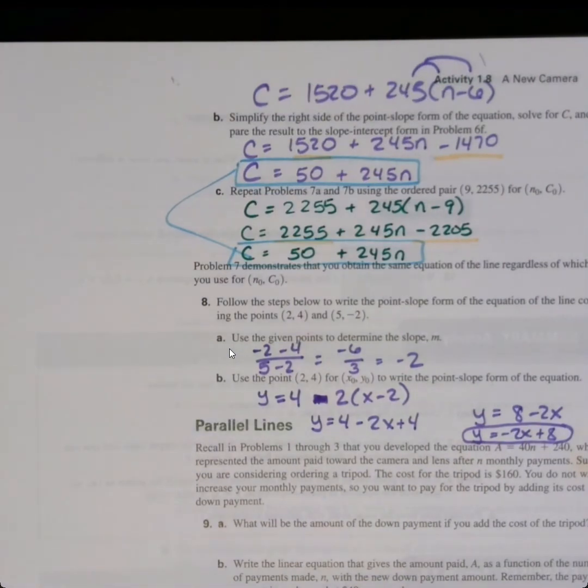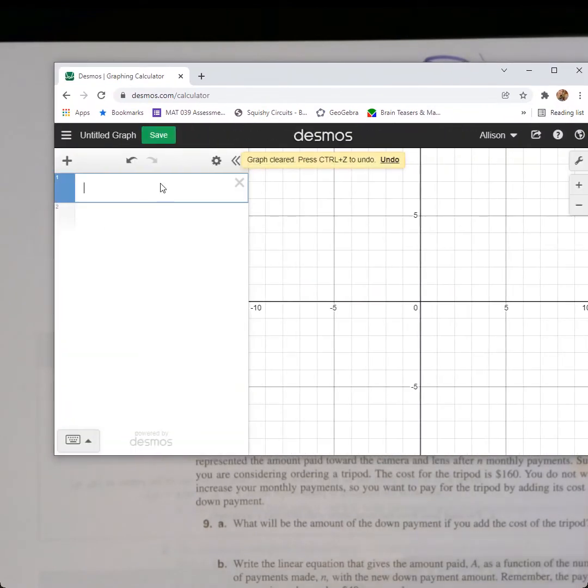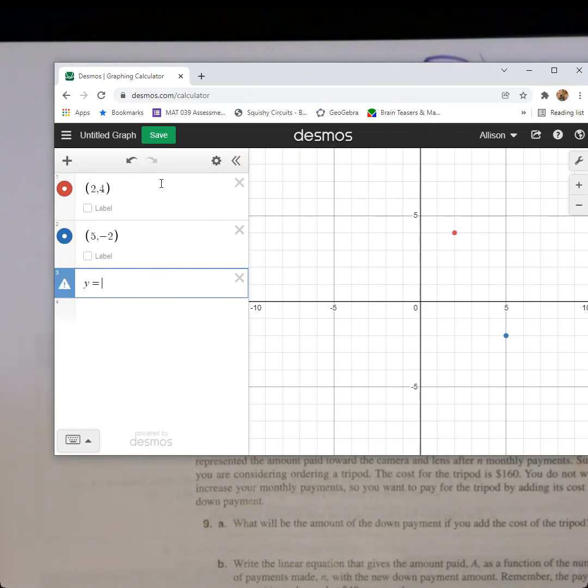Now I want to check this one just because I can. So back over here in decimals, let me just go ahead and make a new graph. I'm going to plot the 2 ordered pairs that we started with first. We started with the ordered pair 2, 4, and we had also the ordered pair 5, -2. And our answer that we came out with was y equals -2x plus 8, which should go right through the 2 points, and you can see that it does. So it shows us that the equation that we found is the correct equation.